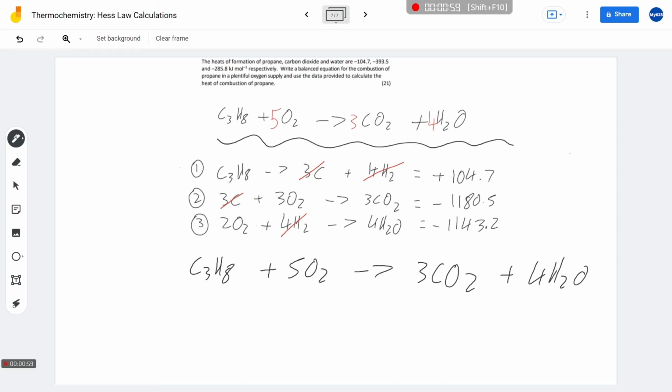Therefore, when we add all these heat changes together as well, they should give us the heat change for this reaction up here. So let's go ahead and do that. If we add 104.7 and negative 1180.5 and negative 1143.2, we should get a total of negative 2219. And remembering the units, kilojoules per mole. Perfect.